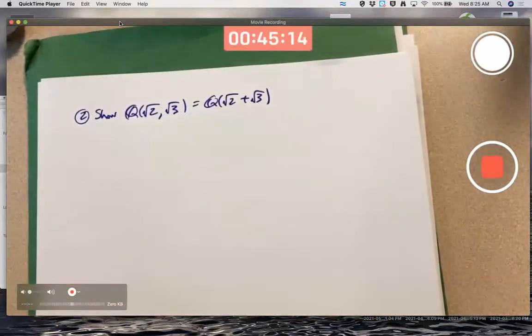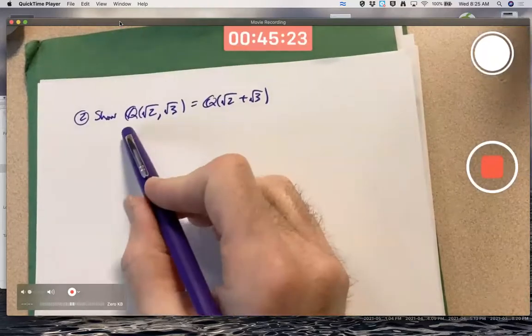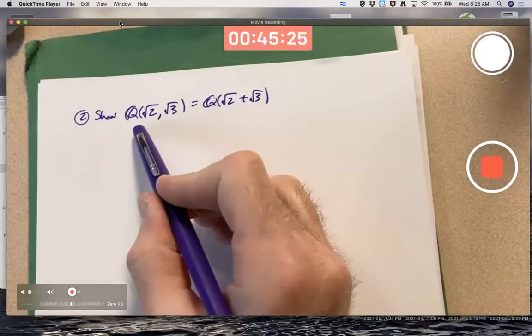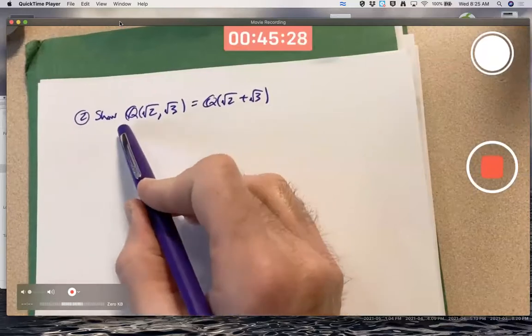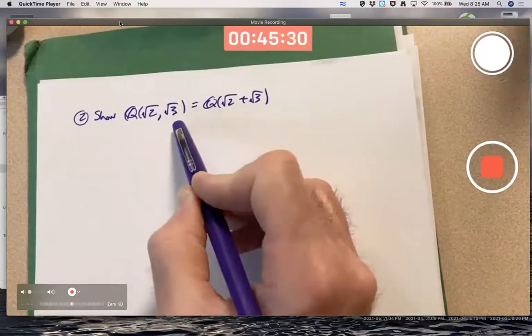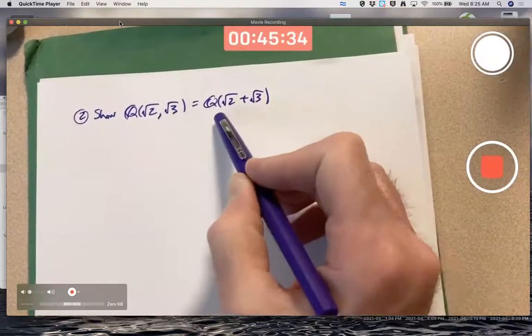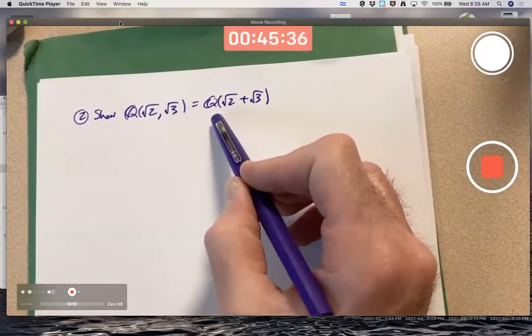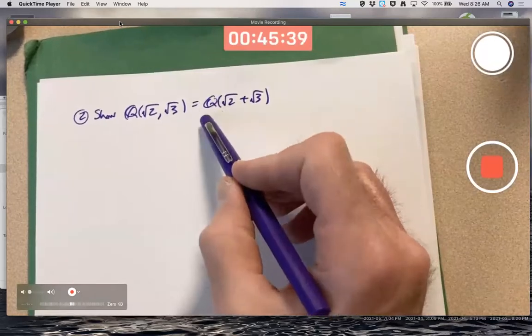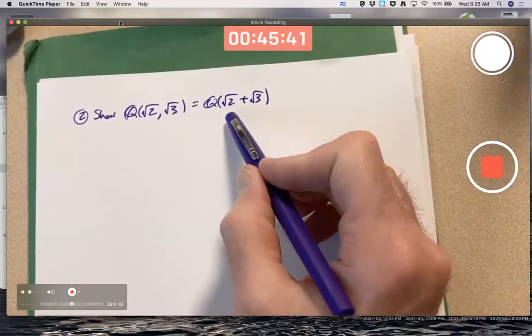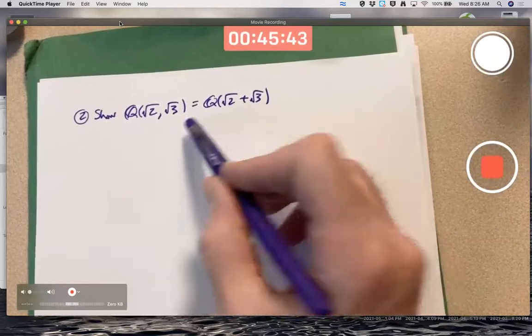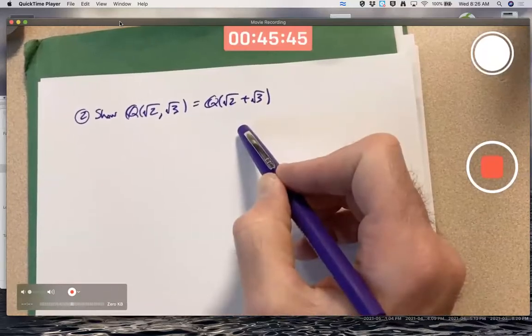Thinking of the real numbers, for example, as being a bigger extension field we're thinking about, you can describe this as being the smallest subfield of the real numbers containing both the rationals and square root of 2 and square root of 3. And you can think of this one as being the smallest subfield of the reals containing the rational numbers and square root of 2 plus square root of 3. And the claim is these are equal. They're the same field.